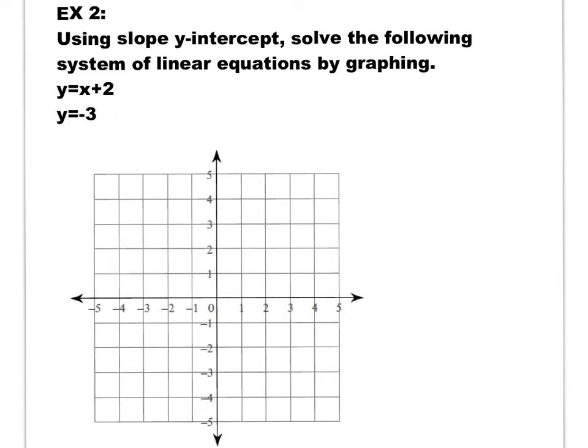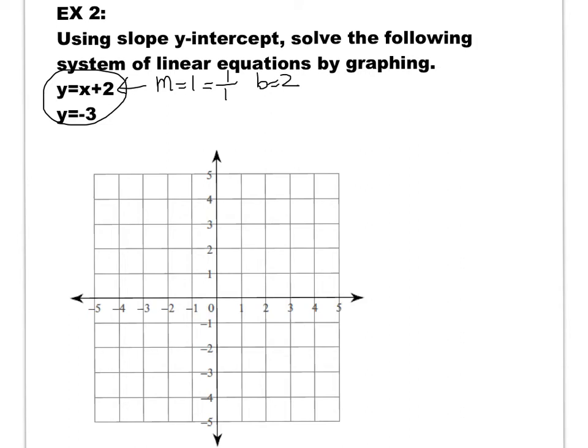In this example, we have to find the POI between this system of linear equations using slope y-intercept. To proceed with this technique, you have to find the slope and the y-intercept of each line. For instance, for the first one, the slope is the coefficient of x, and you can see the coefficient is 1, so the slope is 1. You always write the slope as a fraction, so I'm going to write this as 1 over 1, meaning rise is positive 1, run is positive 1, and the y-intercept is 2.